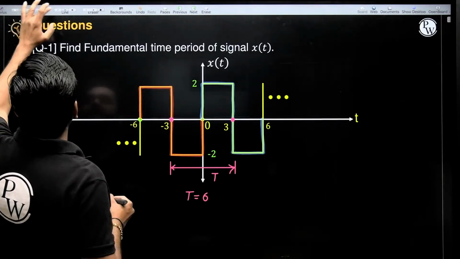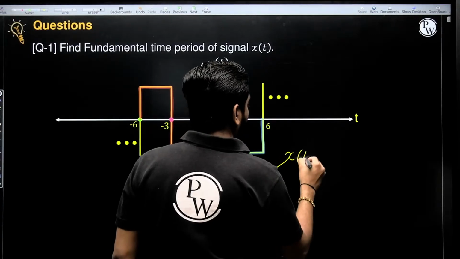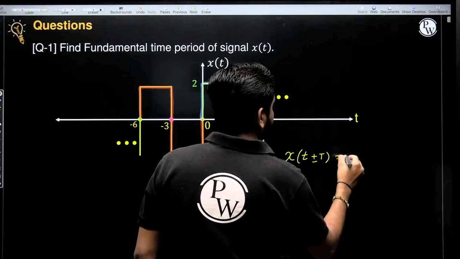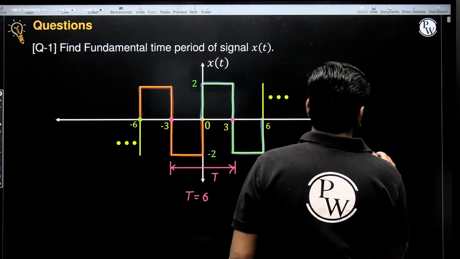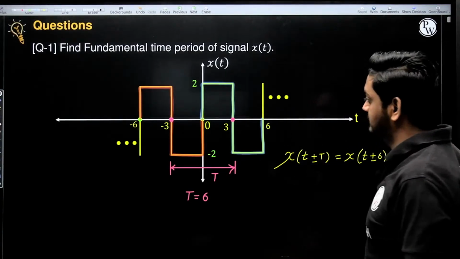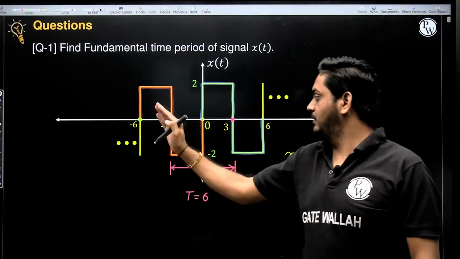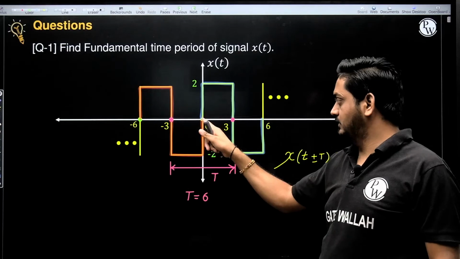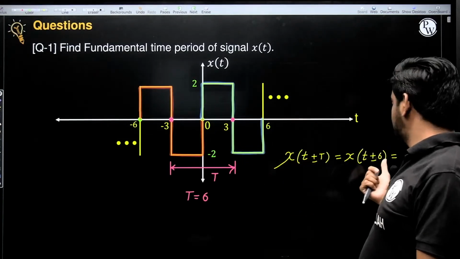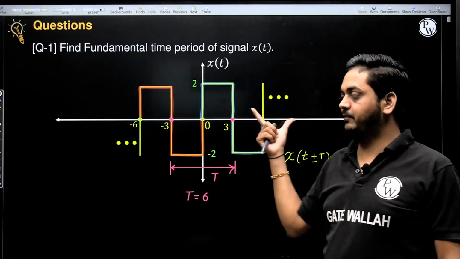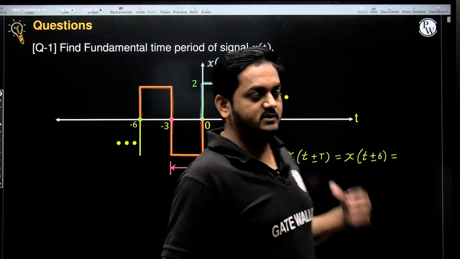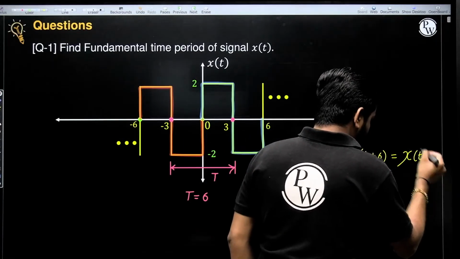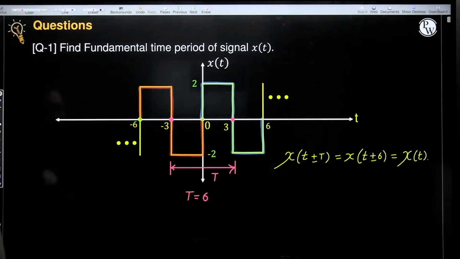Here you can check, guys. x of t plus or minus 6, suppose k equal to 1. So right shift by 6 units or left shift by 6. Suppose right shift by 6, then this point will come here, and this point will come here. So x of t plus or minus 6 is overlapping the original x of t. In short, this signal satisfies the condition equal to x of t only. That's why the given signal is periodic.